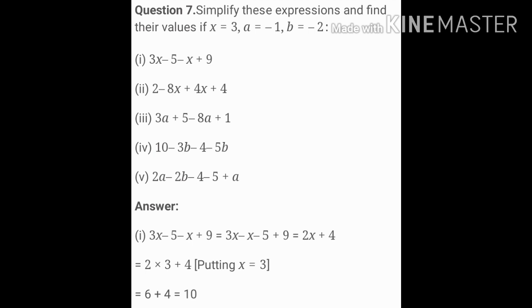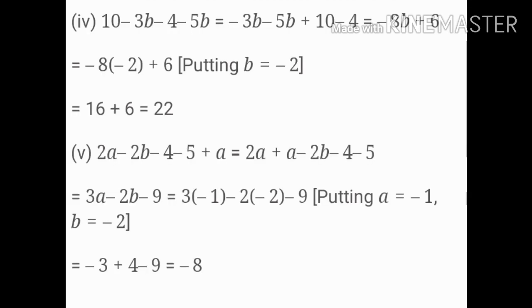Question number 7. Simplify the expressions. Here 3 variables are given in different parts. You can see, first 2 parts x is given, third part a, fourth part b, and fifth part a and b. Now let's see the first part. We will put the value of x as 3 here. So 3x minus 5 minus x plus 9. We are going to simplify it and we will get 2x plus 4. So 2 into 3, as x is equal to 3, plus 4, it makes 10.